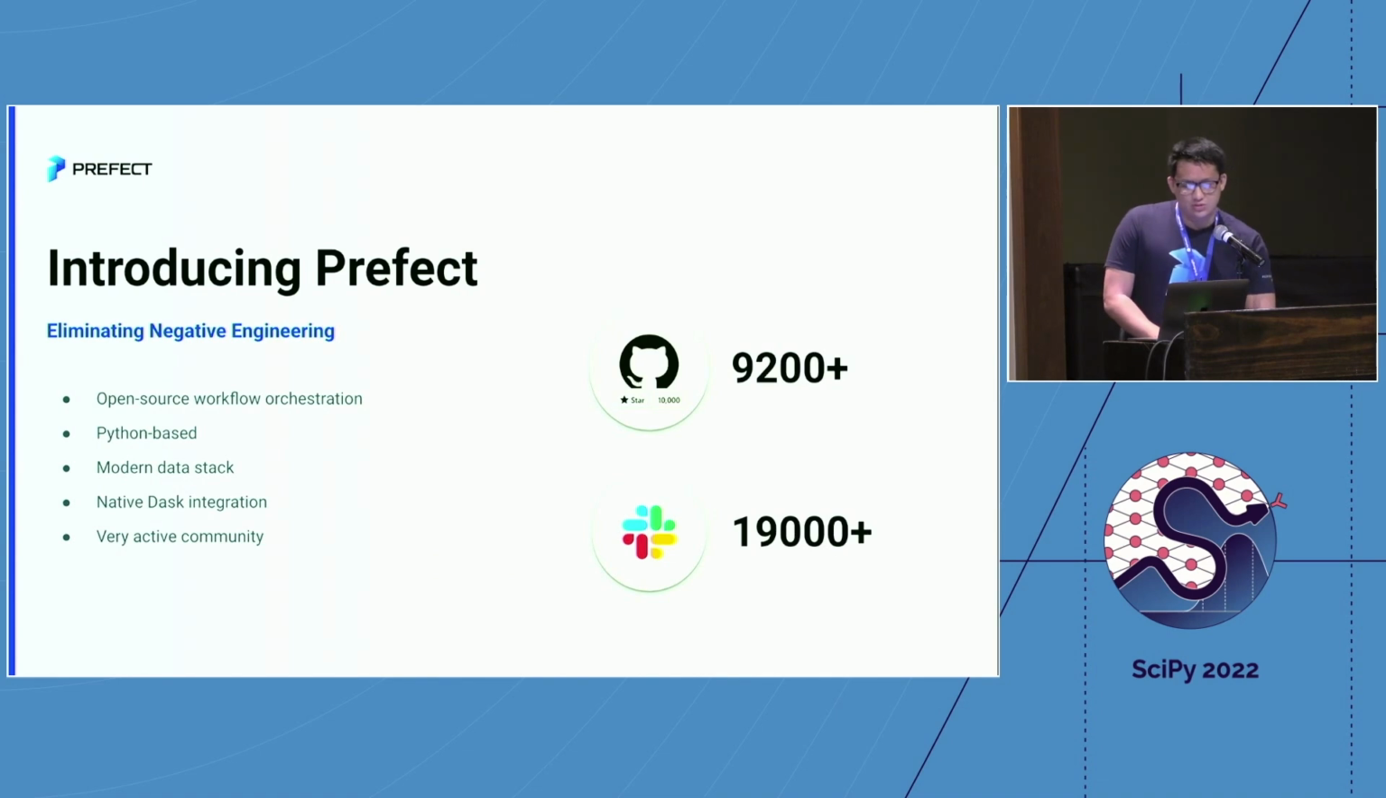So Prefect is an open source workflow orchestration framework. We currently have around 9,200 GitHub stars. The Slack community, which I'm responsible for managing, has around 19,000 people now. We are open source, Python based, and designed to really integrate with the modern data stack. Prefect has a lot of roots integrating with Dask. Prefect 1 has a very tightly coupled Dask integration.